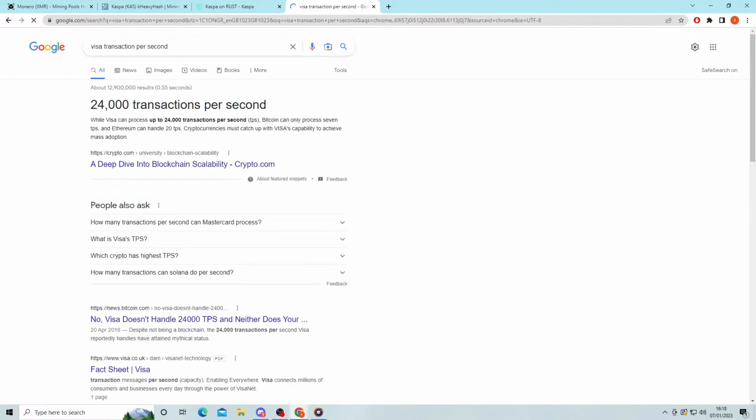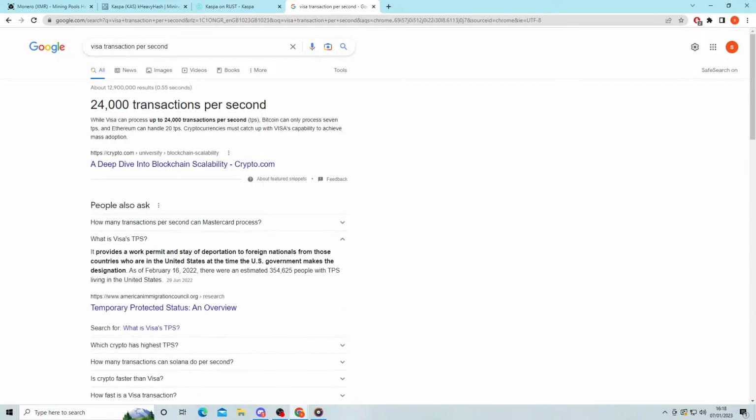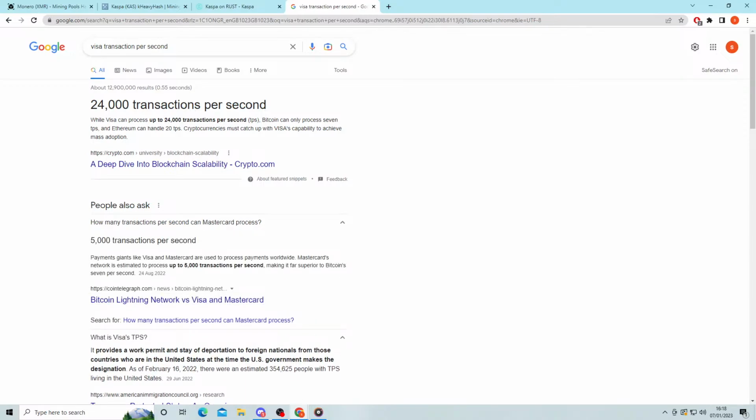Let's have a look. Okay, well, never mind, I'm wrong. No, that's about blockchain scalability. What is Visa's transactions per second? Okay, so here it is.